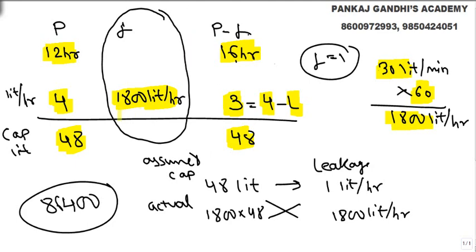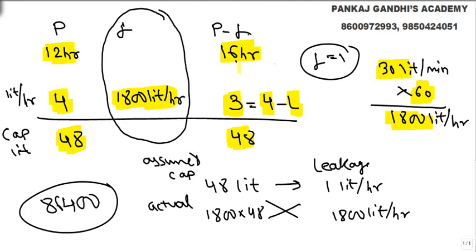Repeat. What all actual is given, we skip it. Leakage 1800 liters per hour, we skip it, because that is actual. Everything else we will work with assumed values. If the pipe fills in 12 hours, with pipe filling and leakage emptying, it needs 16 hours to fill it up.